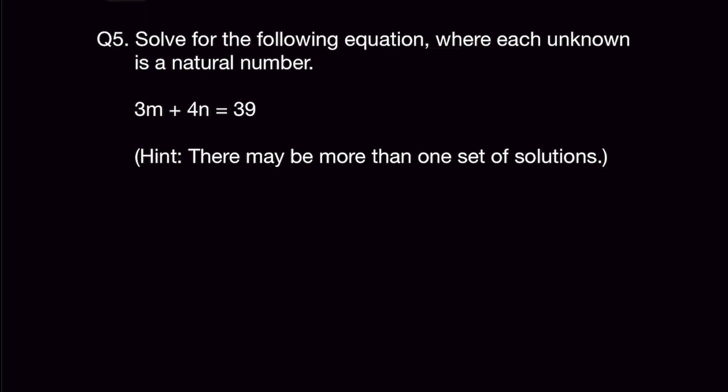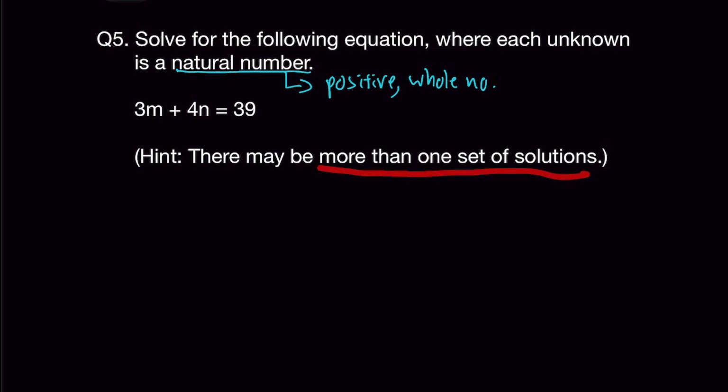Okay, so now let's look at question 5. So for question 5, right, basically we are looking at solving this following equation over here, and we want to find the unknown, right, which is unknown m, and each of these unknown is actually a natural number. Natural number meaning it has to be a positive whole number, okay, in this case. So it can be a positive whole number. So you need to take note that the hint says that there may be more than one set of solutions, right? Okay, so we'll take that in mind.